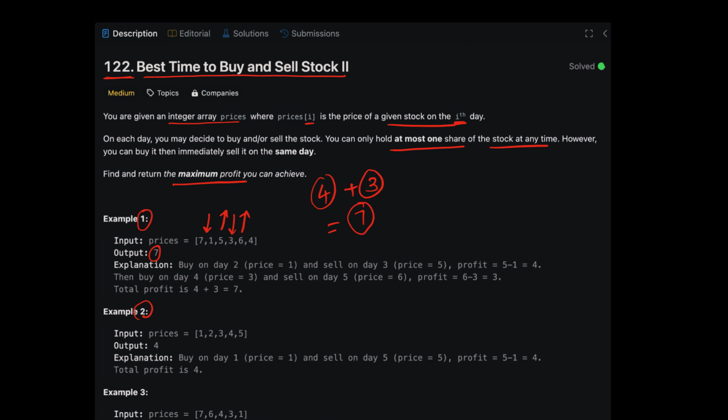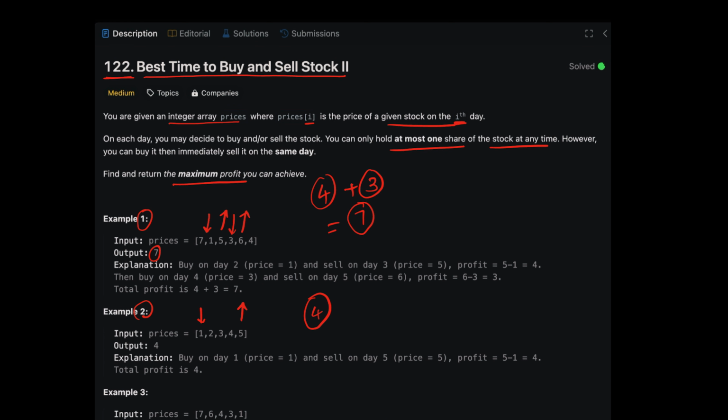In example number 2, there are multiple ways of getting the maximum profit, that is 4. One simpler one would be to buy it for 1 and then sell it for 5. I hope you were able to understand the problem statement. This is very similar to problem 121 where we need to buy and sell the stock. The only difference between the two problems is that here we are allowed to make multiple transactions.